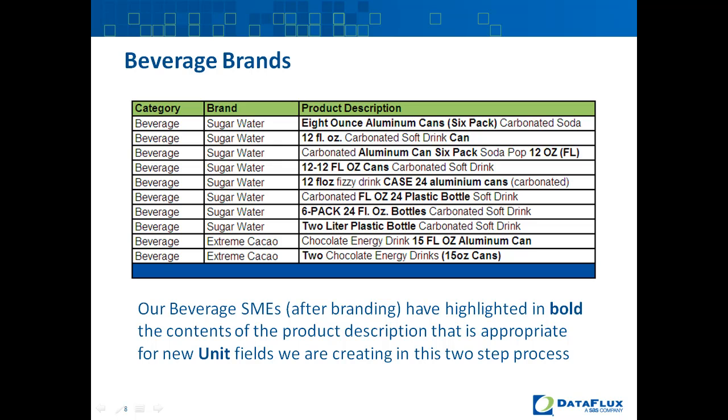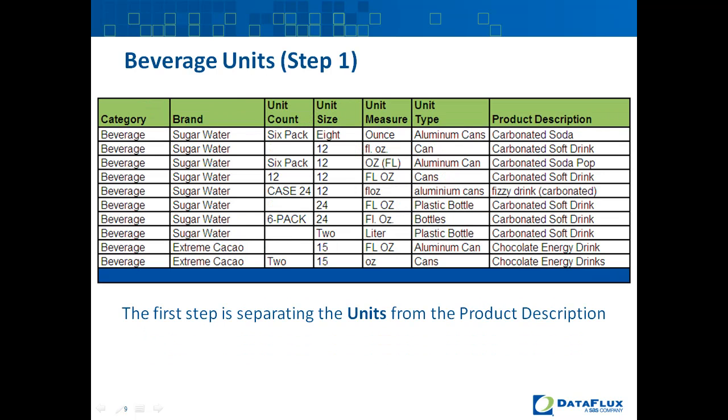So now we're going to take a look at what's left of the product description field for the beverage brands, and the SMEs are helping us to highlight the contents of the description that is appropriate for new unit fields that we're going to be creating once again in a two-step process. So what we have highlighted here are aspects of what are going to be several different unit fields that we're going to create in order to again bring more order to the chaos of the product description. So in part one, we're going to pull those highlighted words into, in this case, 4 new unit fields. So we have unit count, unit size, unit measure, and unit type.